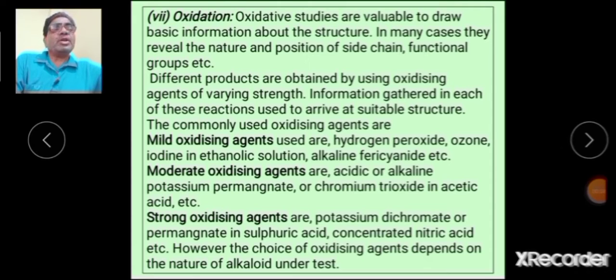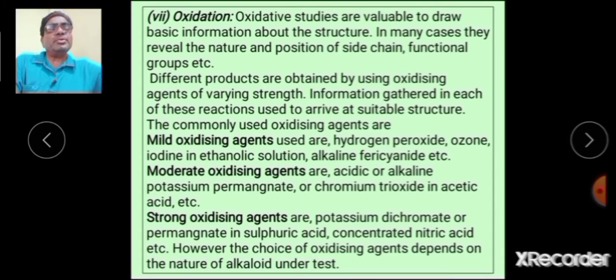The information from oxidation, that is oxidative studies. These studies are valuable to draw the basic information about the structure of an alkaloid. In many cases, they reveal the nature and position of side chain functional groups. Different products are obtained by using oxidizing agents of varying strength, and the information collected in each of these reactions is used to arrive at the suitable structure of the compound.